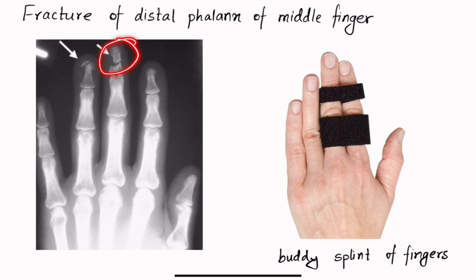This phalanx right here, the distal phalanx of the middle finger, is the phalanx that is most commonly fractured. It can be treated using a splint. So this is the middle finger with the fractured distal phalanx. The finger with the fractured phalanx is bound together with an adjacent finger using a splint. And this is what we call buddy splint of fingers, which helps in healing of the fractured phalanx.